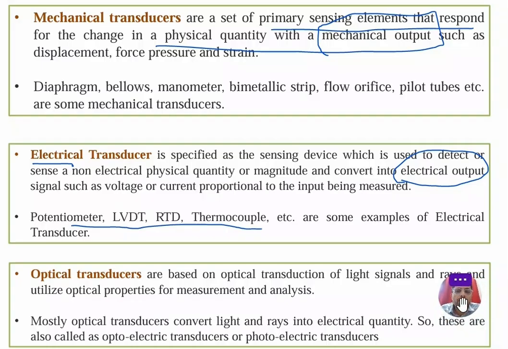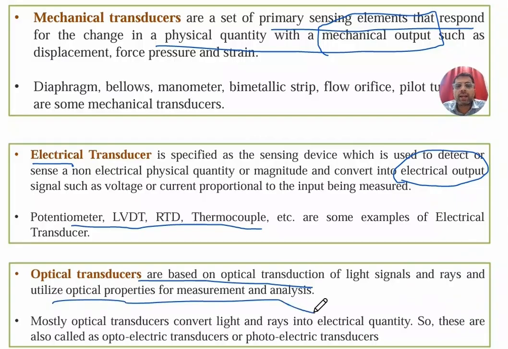Now, optical transducer. What is the meaning of optical transducer? Optical transducers are based on optical transduction of light signals and rays and utilize optical properties for measurement and analysis. Okay. Mostly, an optical transducer converts light and rays into an electrical quantity.